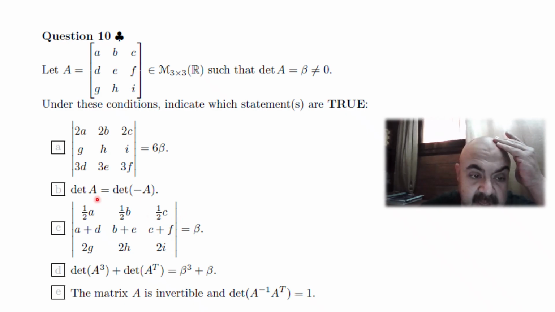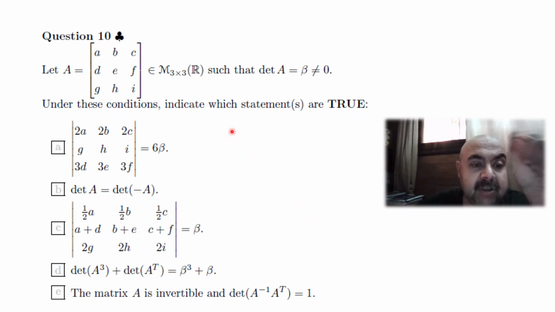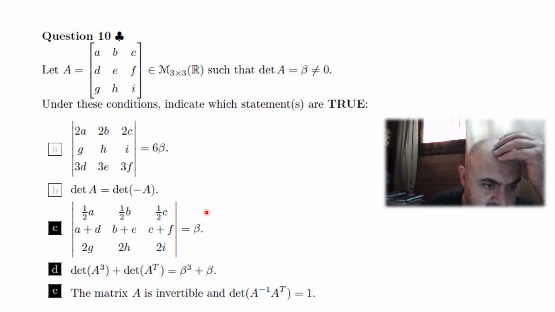Is the determinant of A equal to the determinant of negative A? This is not correct, because as you saw, A has 3 rows. So if you multiply the matrix by negative 1, the value of the determinant will be multiplied by negative 1 to the power of 3, which means the determinant of negative A is the negative of the determinant of A. So this one also is not correct.